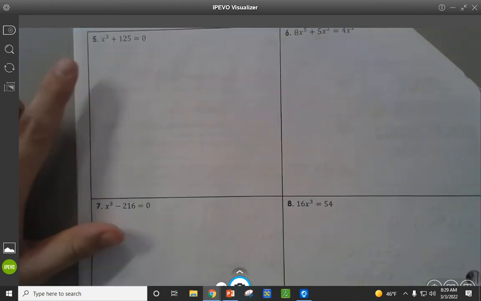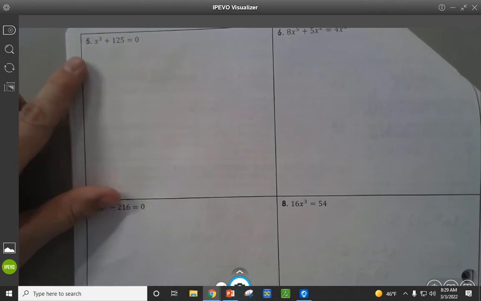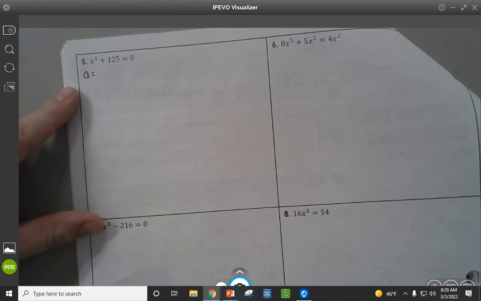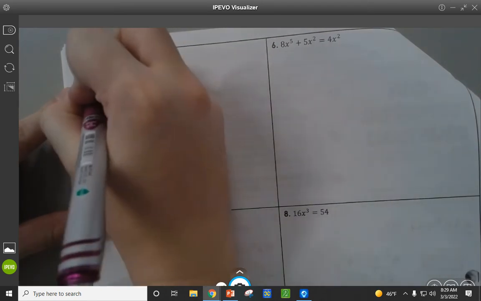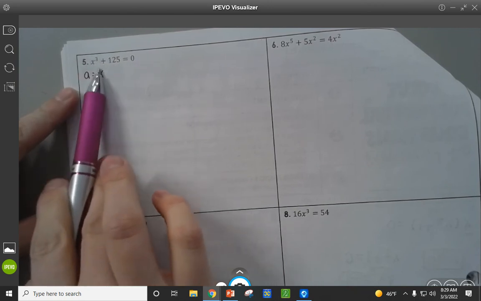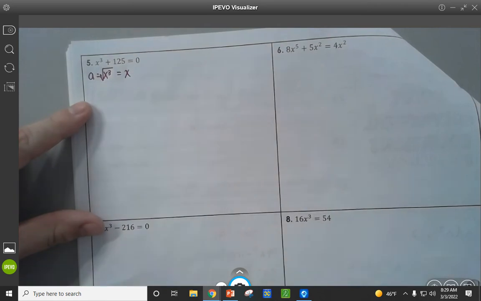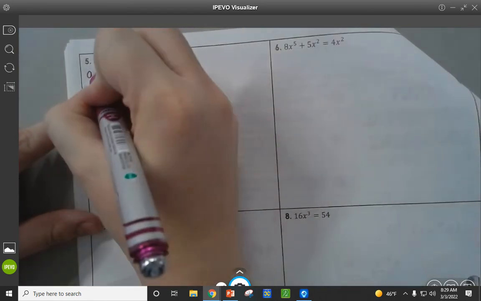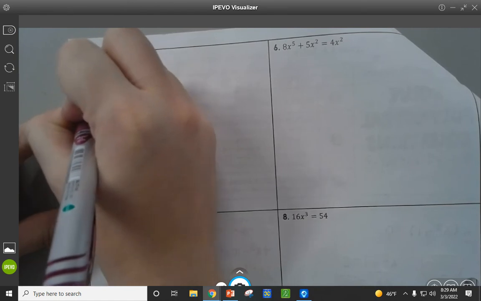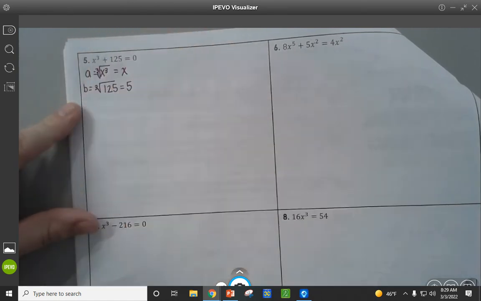So we need to identify our a, b, a squared, ab, b squared. So what is my a? X. Your a is the cube root of your first term. And if you want to write that, the cube root of x cubed is x. There's a 3 there. You can't see it. And your b is the cube root of 125, which is 5.